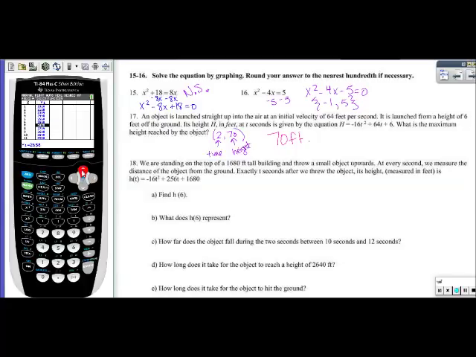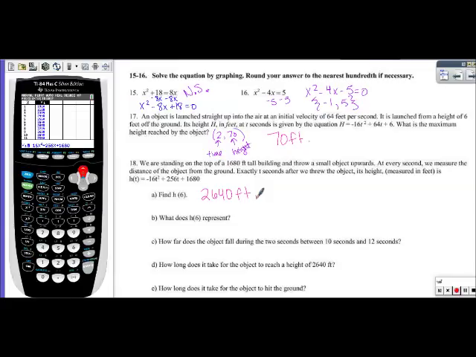Okay, so if I go up at 6 seconds, it is going to be 2,640 feet high. Then I've already talked about B. What does h of 6 represent? It represents the height at 6 seconds.